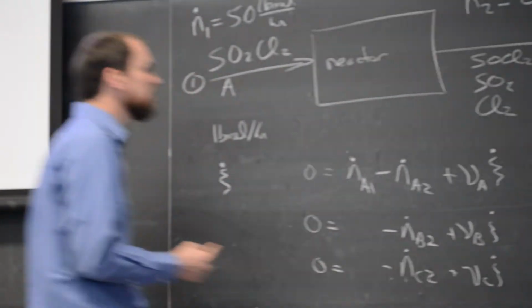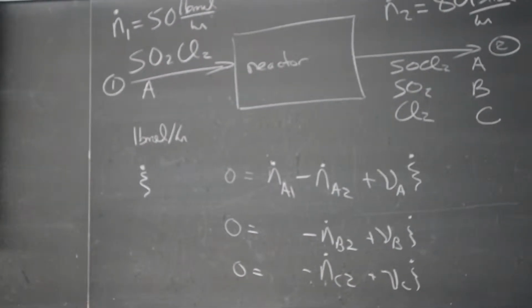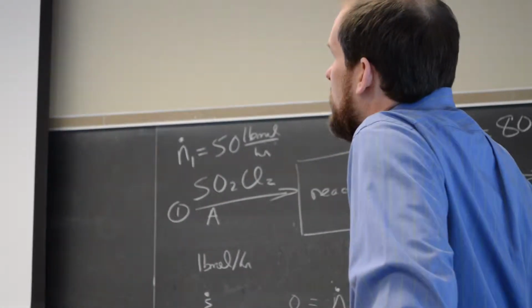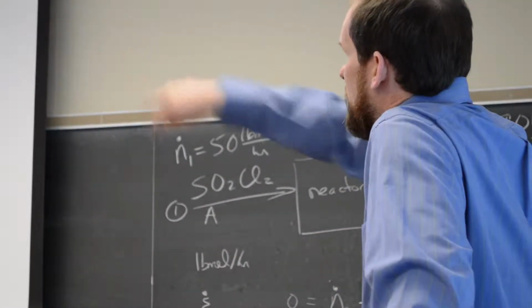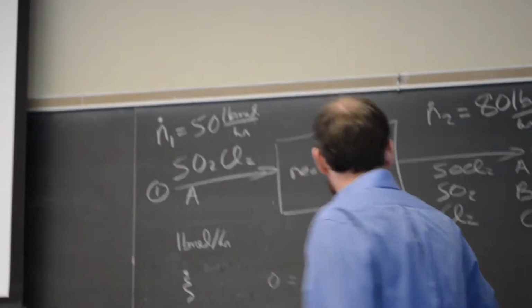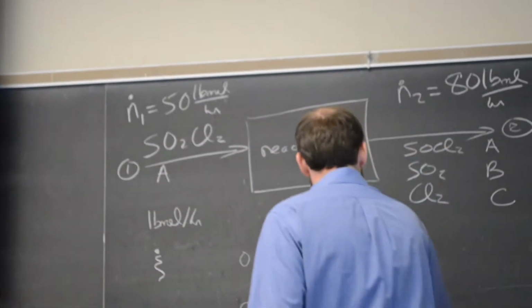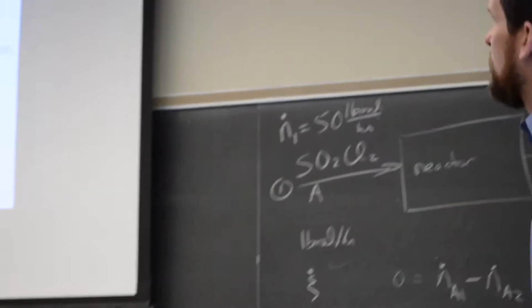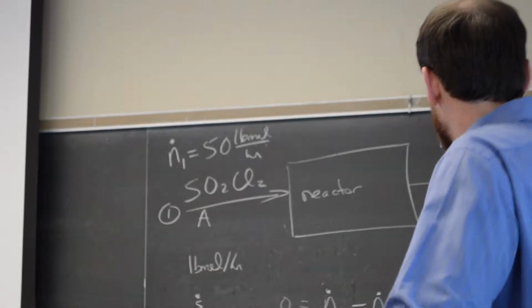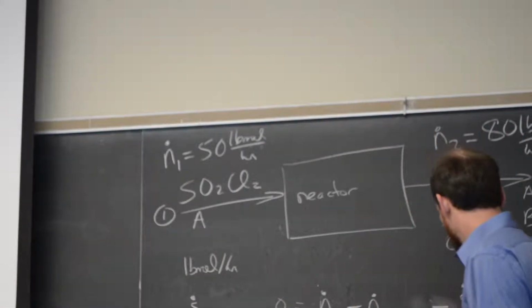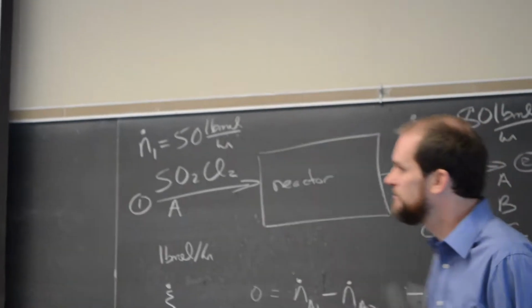What's nu A, nu B and nu C? Let's see, nu A. So A is sulfuryl chloride, is the reactant. It's going to be minus 1. The other two are products. The stoichiometric coefficients there are both 1, so these are both just plus 1. So we've got a minus, a plus, and a plus.